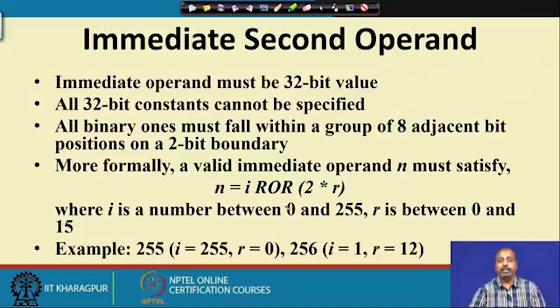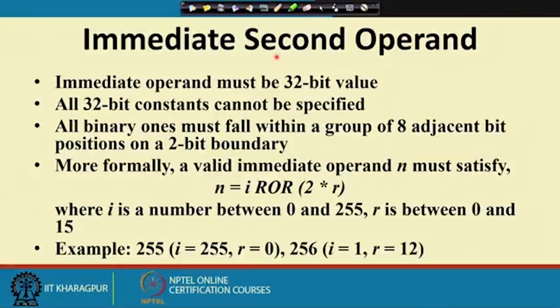If you badly need more bits, for numbers that do not fit into this category, you have to somehow load that number into a register. You have to keep that constant in a memory location, load it from the memory location into a register, and after that do the register operation as it is. There is no bar in that. You can always do that, but if you are willing to use an immediate operand, then we have to follow this convention.